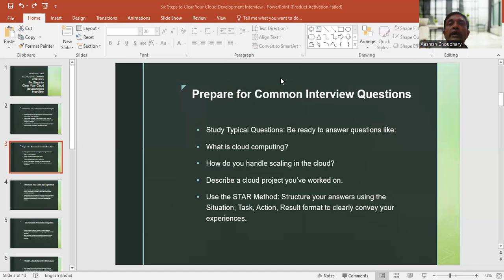If you need to show good hands-on experience, you can use the STAR method here. Structure your answer using a situation, task, action, result format, and clearly convey your experience. This is the way you can communicate when answering any particular question. What was the task? What is the action you have taken? And what is the result you got? The way you solved a particular problem is the method you can use to describe your experience in any particular situation.